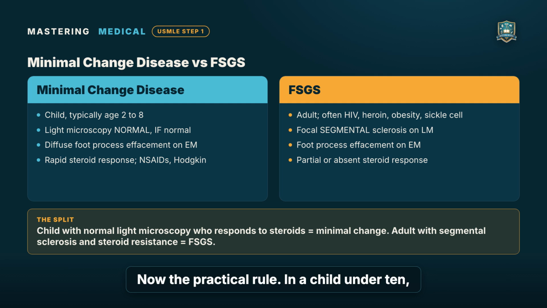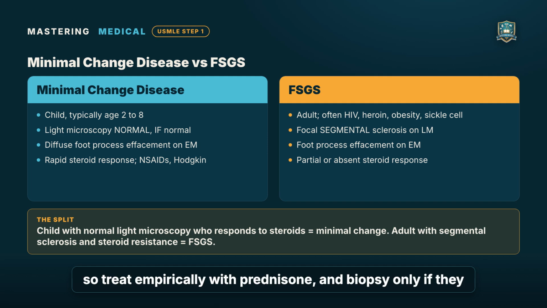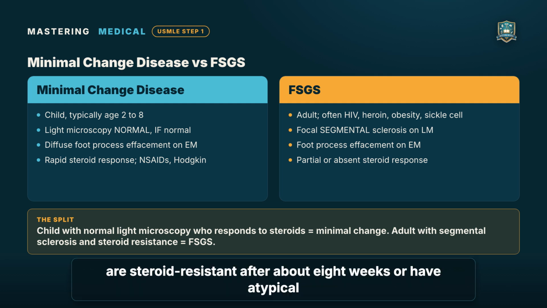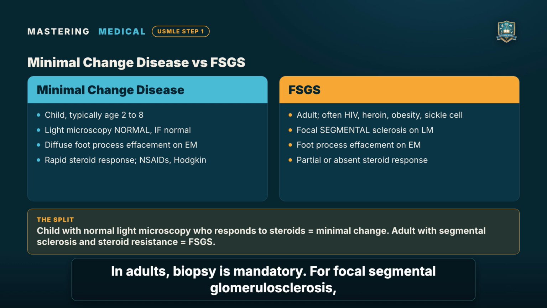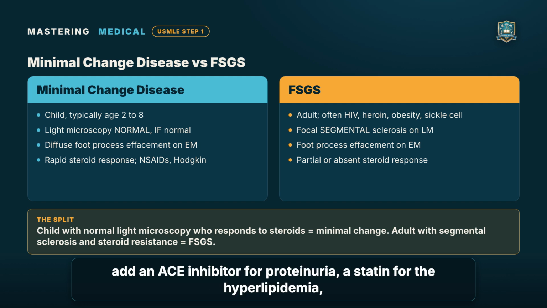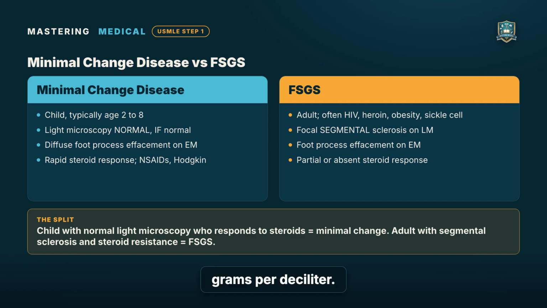In a child under 10, do not biopsy first. Minimal change is overwhelmingly likely, so treat empirically with prednisone, and biopsy only if they are steroid resistant after about 8 weeks, or have atypical features like hematuria, hypertension, or low complement. In adults, biopsy is mandatory. For focal segmental glomerulosclerosis, add an ACE inhibitor for proteinuria, a statin for the hyperlipidemia, and consider anticoagulation if serum albumin drops below 2 grams per deciliter.